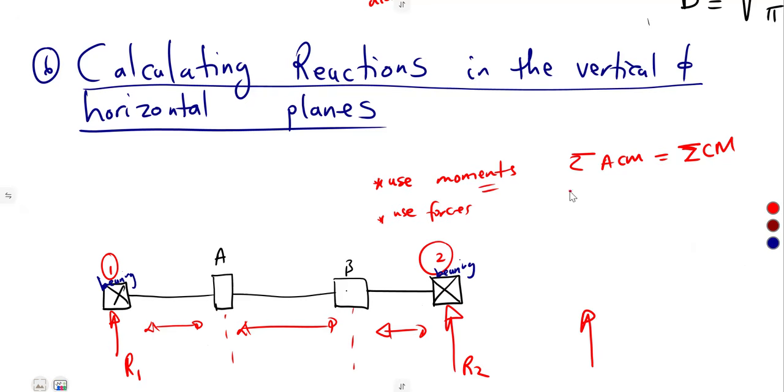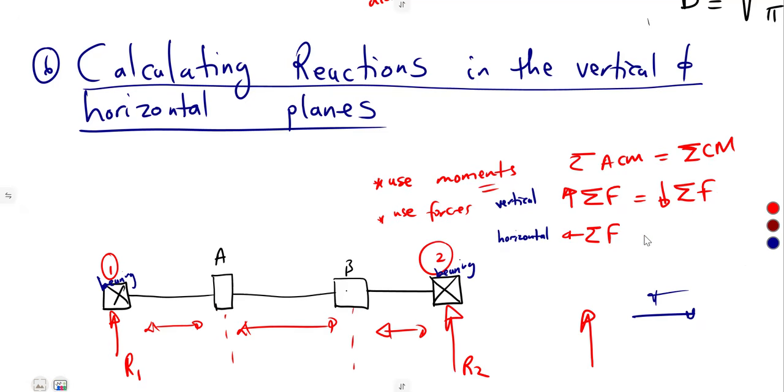You can consider vertically that the sum of what is going up must be equal to the sum of what is going down in terms of the forces. So going up or down, this is vertical. Then when it is to the right or to the left, that one will be horizontal. So when we consider horizontally, the sum of forces to the left must be equal to the sum of forces to the right.